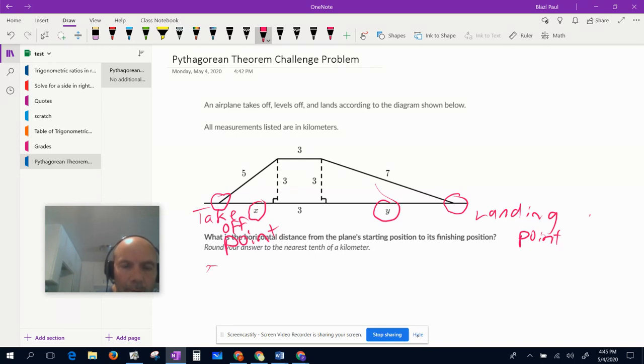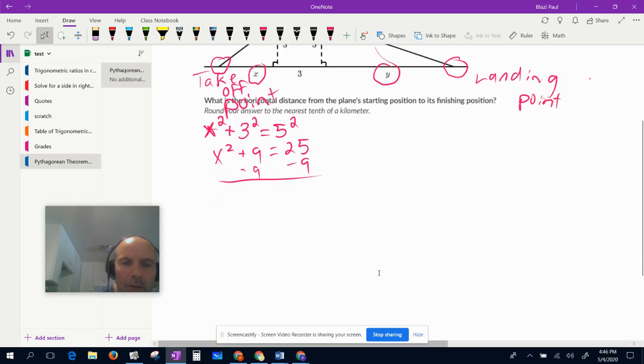So x squared plus 3 squared equals 5 squared. If I solve this, I'm going to get x squared plus 9 equals 25. Minus 9 from both sides. So I'm going to get x squared equals 16. Square root both sides. X is going to equal 4.